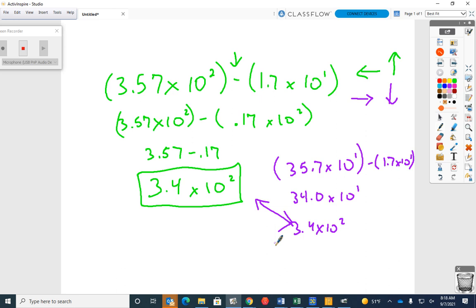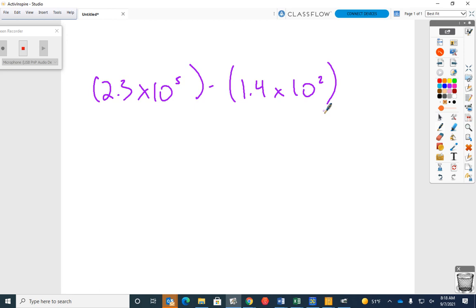Jackson, question. I don't get the whole thing in general. Okay. I'm going to write one up here, and you specifically tell me what you don't get. I have 2.3 times 10 to the fifth, and I'm going to subtract 1.4 times 10 to the second. Is that a 5 or an X? That's not a 5, it's an X.